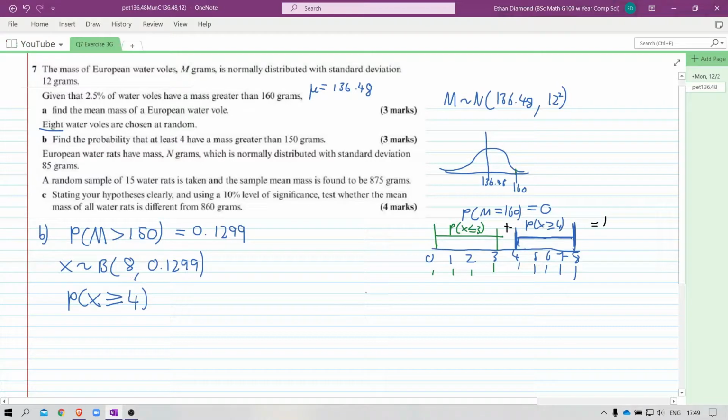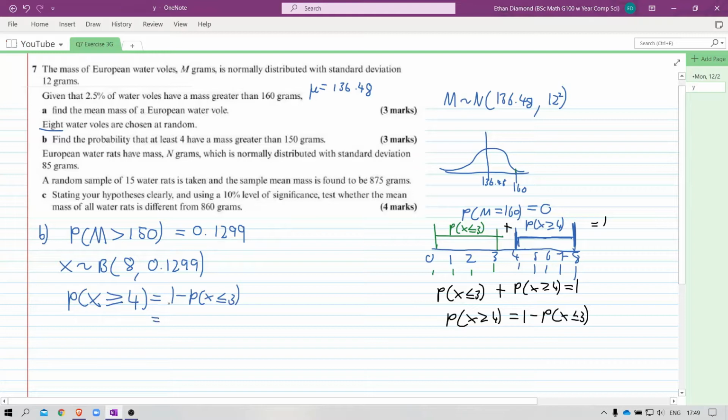So to work out the probability that we're bigger than 4, we're just going to rearrange this formula here. The probability that we're less than or equal to 3 plus the probability that we're bigger than or equal to 4 is equal to 1. Let's quickly rearrange this formula here, and we get 1 minus the probability that we're less than or equal to 3. And now you can put that in your calculator using the binomial CD function, which is on your calculator. You just put n as 8 and the probability is the same as this, 0.1299, and you're going to get 0.0129. So very, very unlikely, which makes sense.